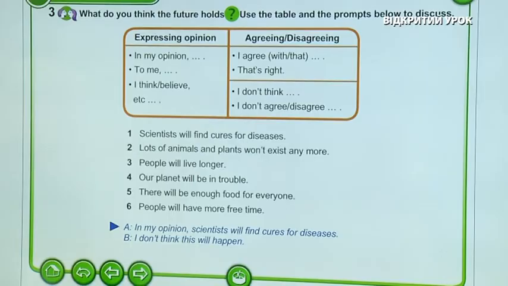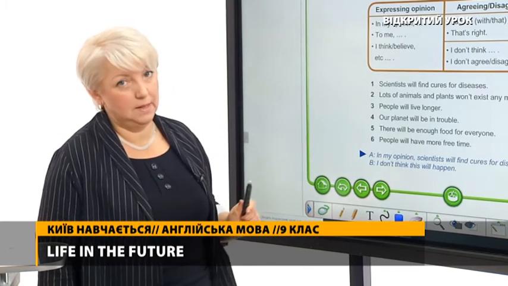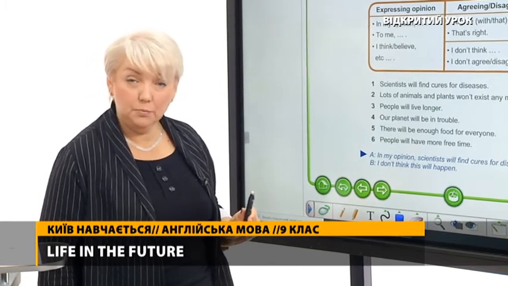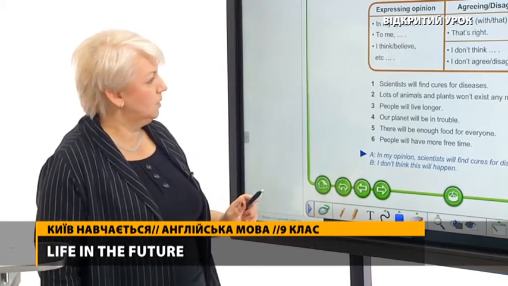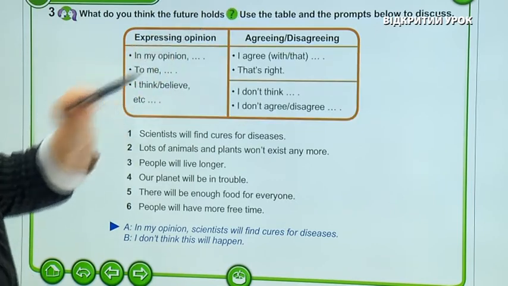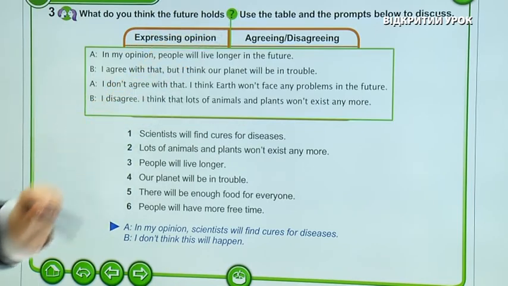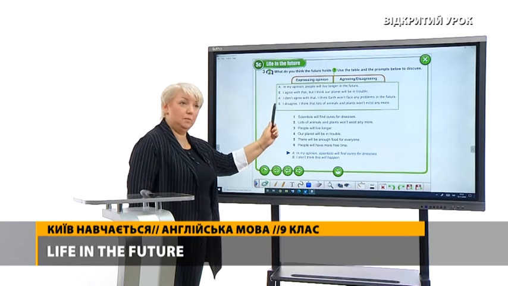You have 6 sentences and you should use the table and the props below to discuss these sentences, expressing your opinion. How will you do it? Are you ready? Sure you are. In my opinion, people will live longer in the future. I agree with that. It's agreement.